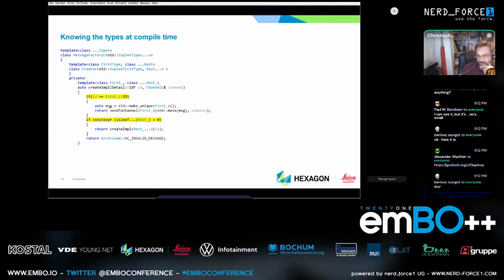Then we create the message. We can send it to the channel for decoding and further usage. And if there are, of course, more messages than only one, we have the if constexpr. If the size of the rest is greater than 0, it will just call create implementation again and do a recursion of this function. So actually not a real code recursion. The compiler sees through everything. It will just generate a big if-else structure.